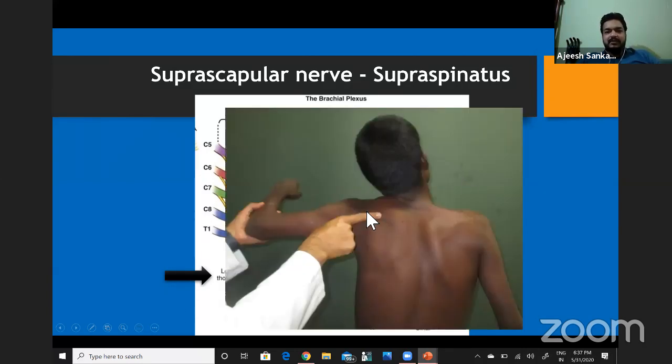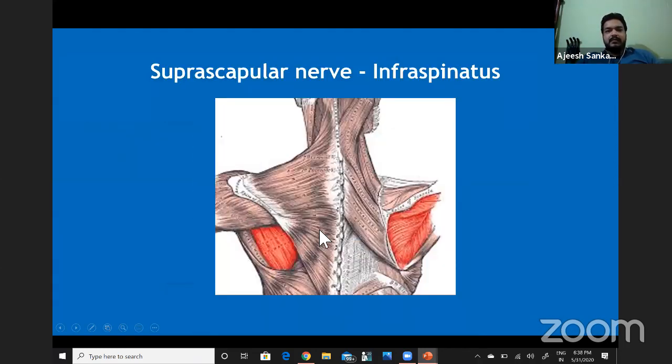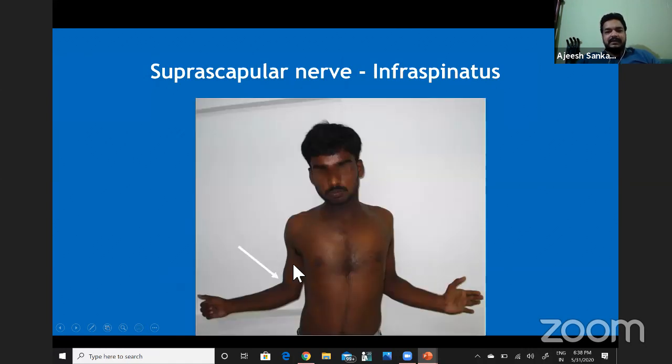And this is not how we usually check it. We check it from an adducted position and try to see if the patient is able to initiate abduction from a completely adducted position. But an easier muscle to check usually is infraspinatus, which is an external rotator, which you can check by externally rotating with the arms fixed by the side.